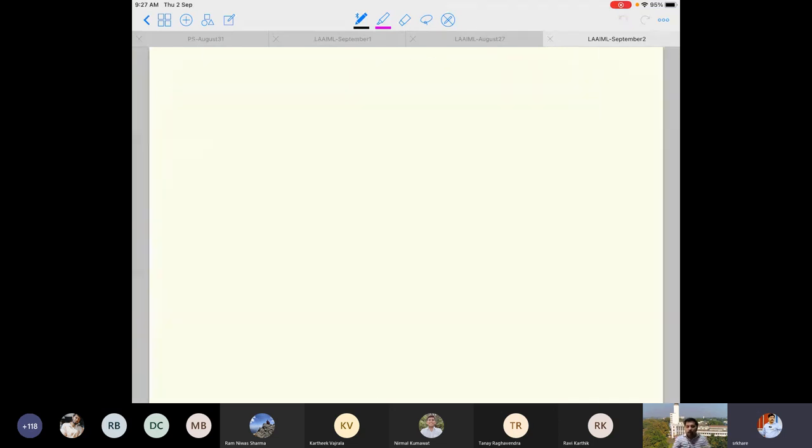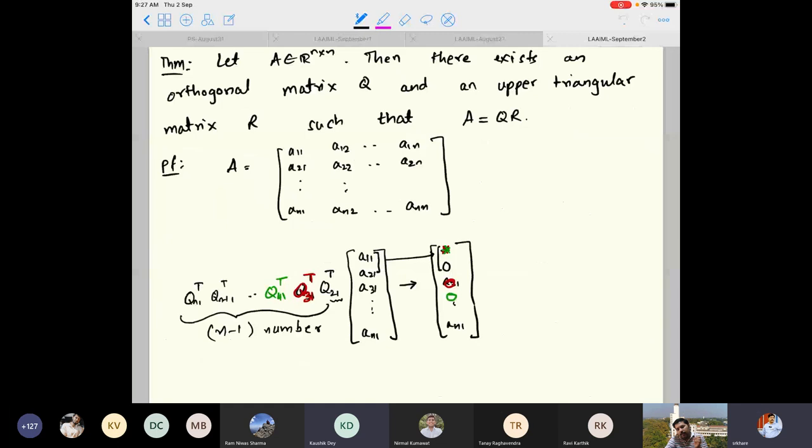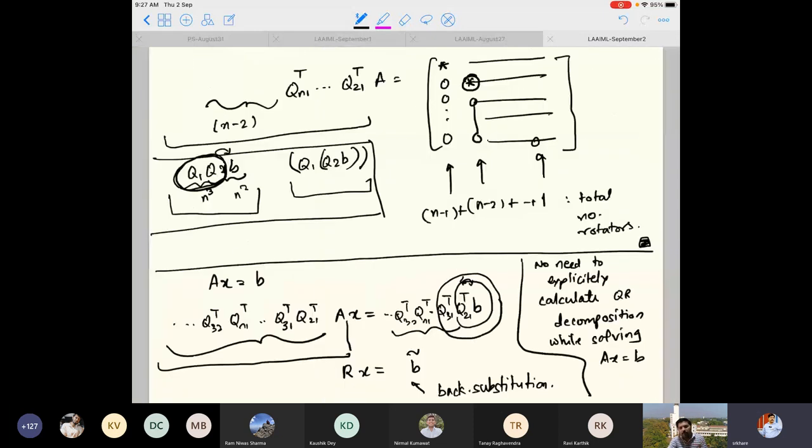Sir, one question on the proof. The proof does not assume linear independence of the columns. Yeah, you are right. So right now you take A invertible, okay. So if A is invertible, then the columns are linearly independent, then you don't have to worry.